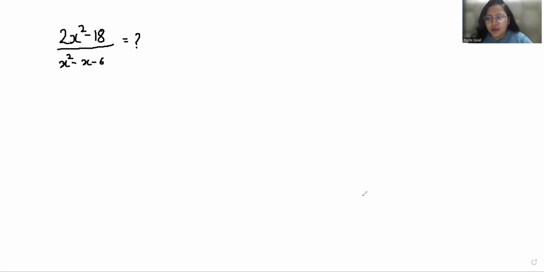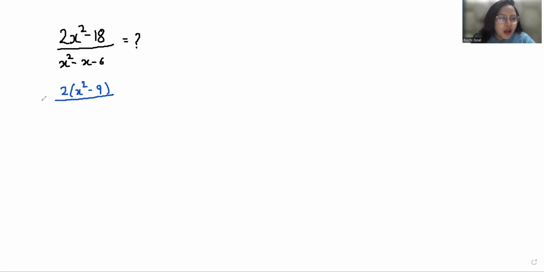My name is Rashi Goel and in this video we are going to simplify (2x² - 18) / (x² - x - 6) is equal to what? So let's simplify this. From the numerator I am going to take 2 as common. So what is left? x² - 9.